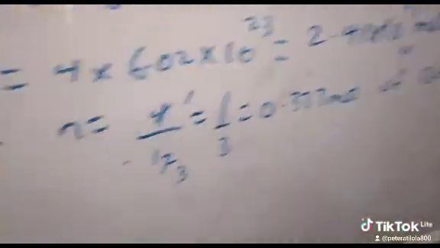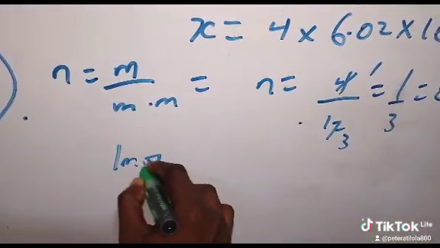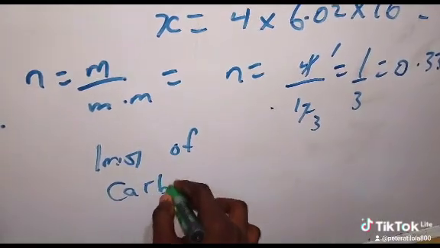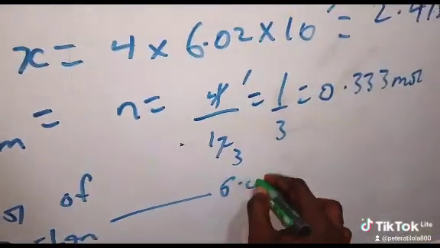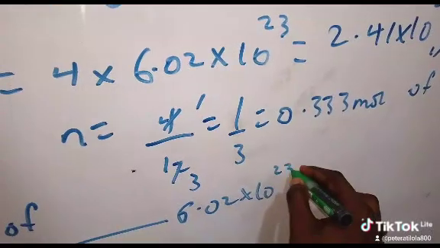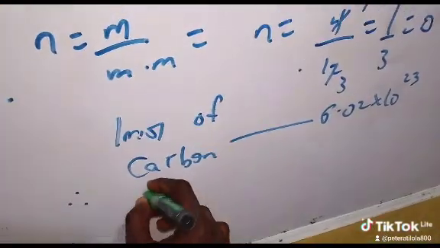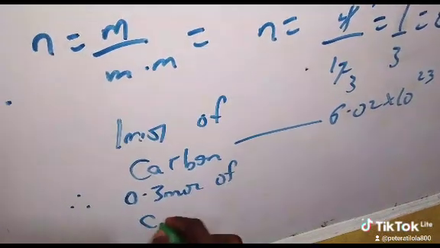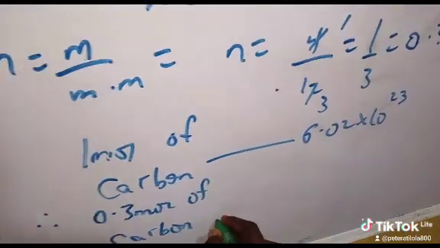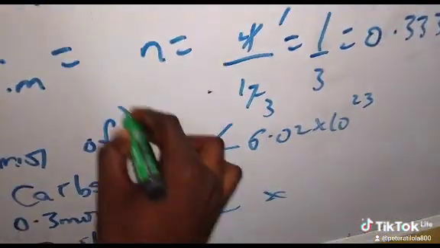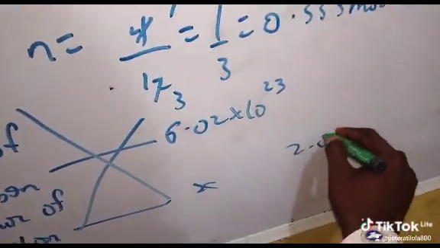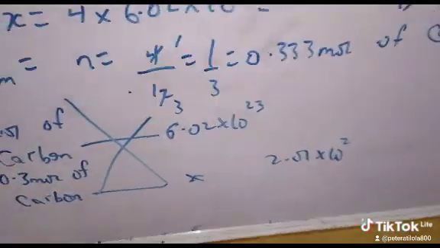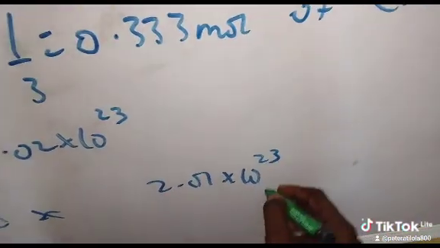So the same method, you can spread it out. 1 mole of carbon contains 6.02 times 10 power 23. Then you put your 3 dots. So therefore 0.333 mole of carbon contains X, cross multiply. So that will give us 2.01 times 10 power 23.